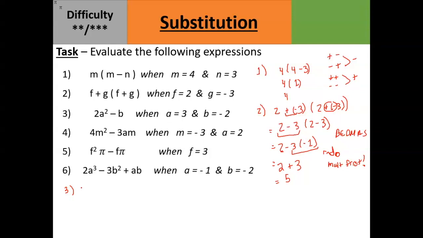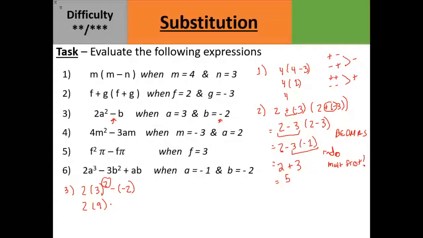No. Okay, so we have 2 times my a is being told that it's 3 here squared. Take away b, which is a -2. So making sure that we write that negative and the other negative that we're subbing in, because that will change everything. We're going to do our exponent first here. So we have 3 squared, which is 9. Take away a -2 is going to become a what? What is this double sign going to change into? Positive. Yep, +2. Now what am I going to do next?